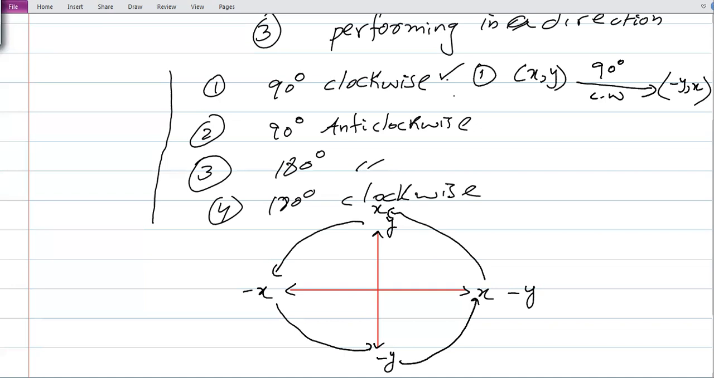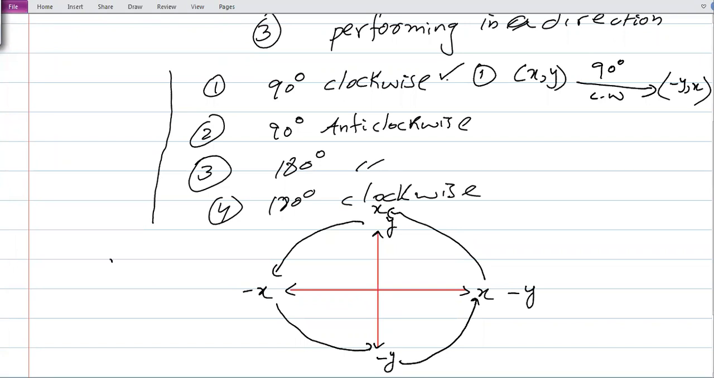Okay. If you forget, you can remember in this way. Usually I forget. I never remember the rules. I know how to derive the rules, especially for the rotation. So in that case, you can follow this method, like xy will change to minus y, x under this rule.